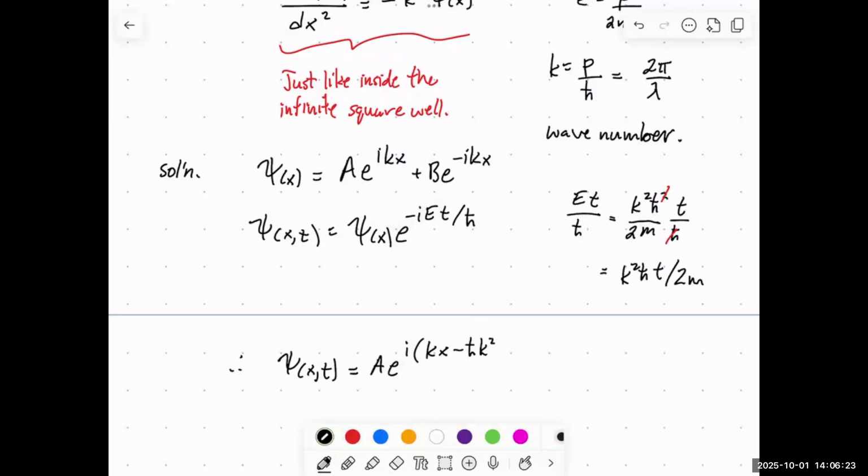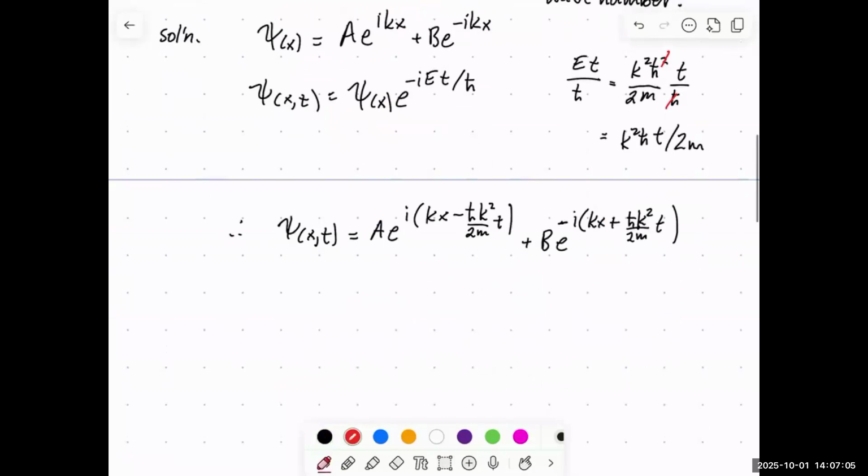Actually, okay, h bar k squared over 2m times t. And then we got plus b times e to the i. Now, the only difference is we're going to pick up a sign in front of this k. So it's going to be a minus kx. So I'll put the sign out front here, minus i kx. And then what I'll do is I'll make this a plus. So this will be plus h bar k squared over 2m times t. Okay, and so that's what our solution is with the time dependence incorporated.